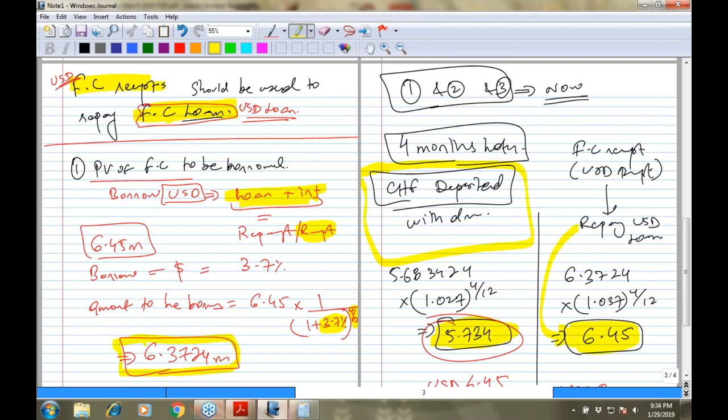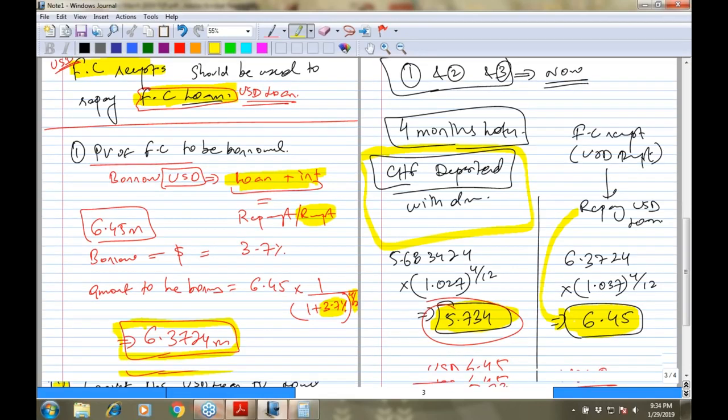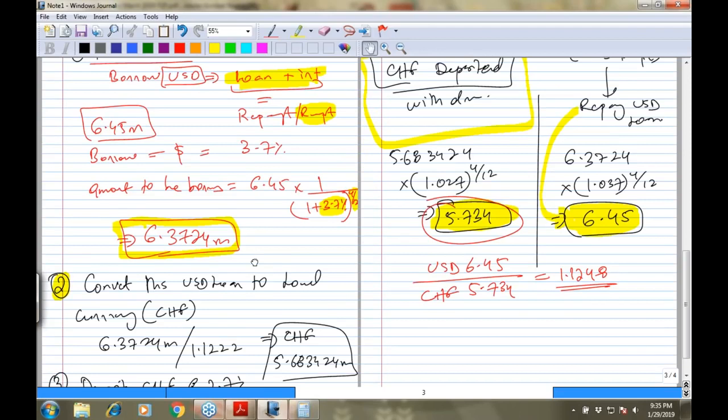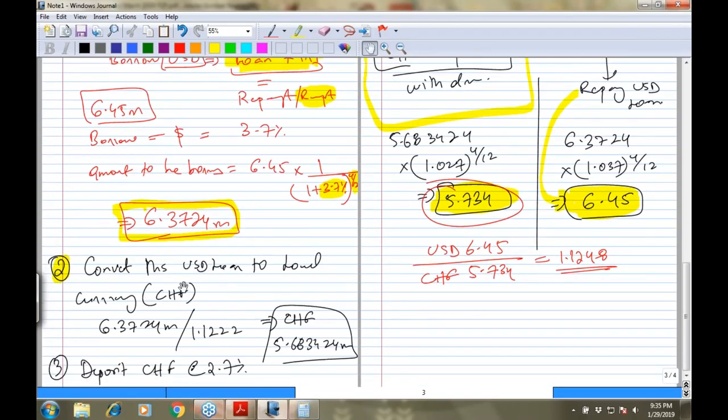So what did we do? We decided that we are now going to borrow USD, such that the amount of loan and the principal plus interest should equal the total receipt. So we borrowed this 6.45 multiplied by, we discounted them using the 3.7 rate. So we ended up getting 6.3724. So 6.3724 is the amount of loan that we got. Then we converted this USD into Swiss francs, and we deposited the Swiss francs at the deposit rate of 2.7%.